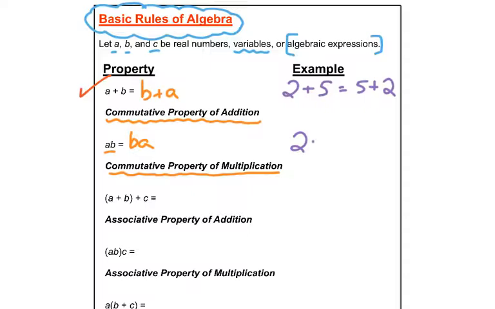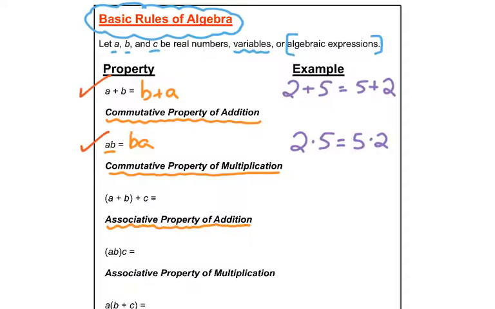How about 2 times 5, which you know is 10. The same thing as I've just multiplied the other way around. It still works. Property, check. Okay, here's the associative property coming up here. Associative property just means you can associate the different terms in different order.